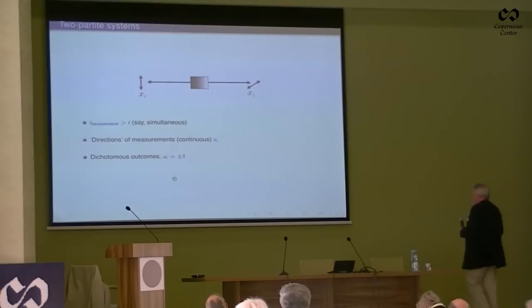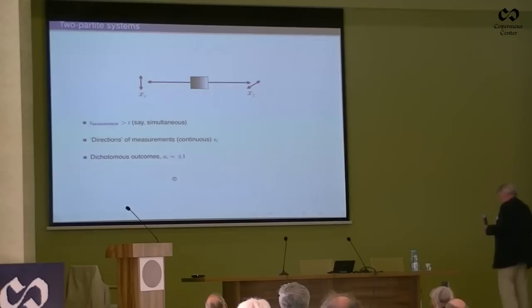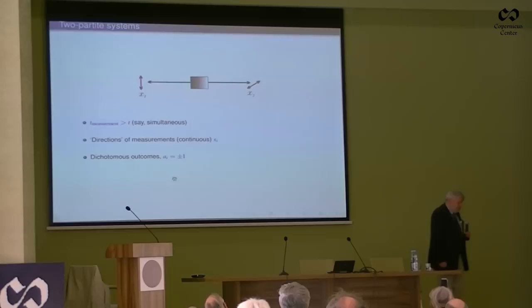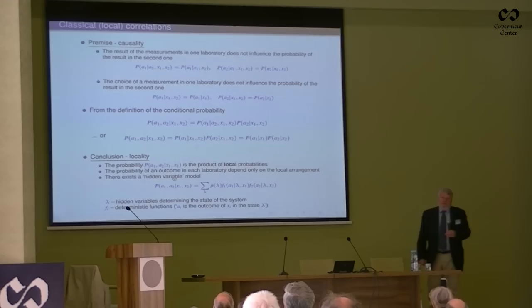But what is more important is that it is definitely after the time when they, for the last time, communicate. And let's say that, as in the setting I presented, with polarizations or spins, there are really two possible outcomes, which I encode here as A equal to plus or minus 1. Okay. So now let's come to the topic, causality.